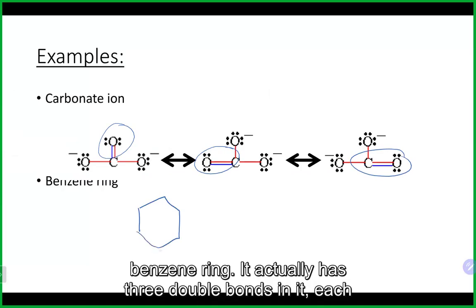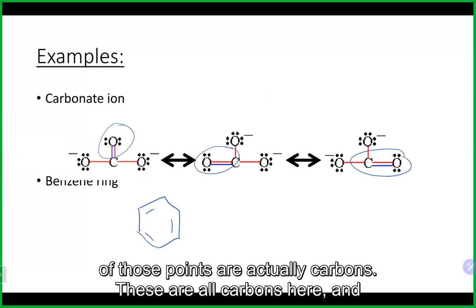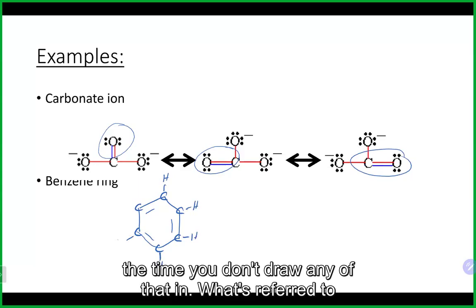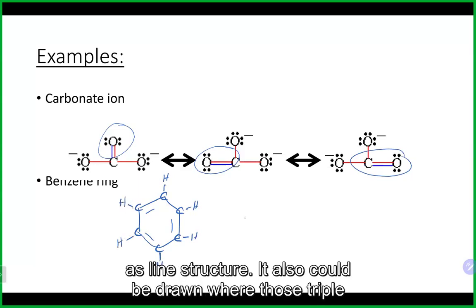That is the benzene ring. It actually has 3 double bonds in it. Each of those points are actually carbons. These are all carbons here. And they all have hydrogens attached to them as well. Most of the time, you don't draw any of that in. It's what's referred to as line structure.